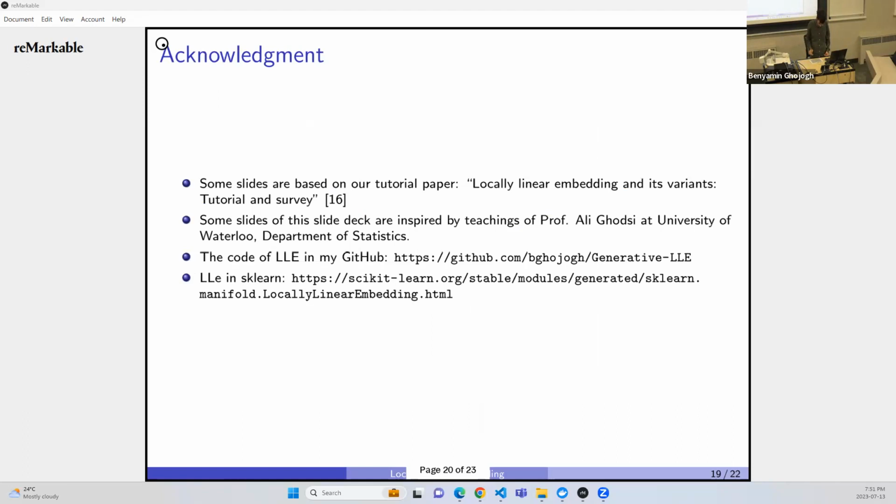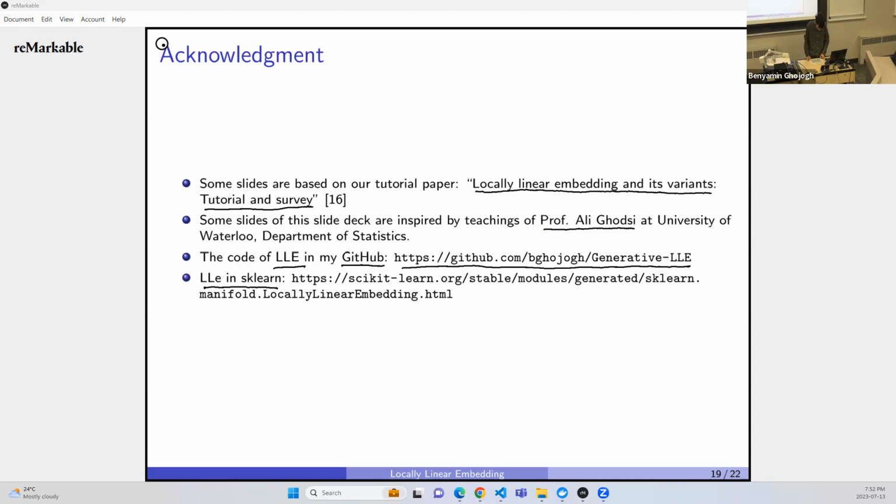Acknowledgement: some slides are based on our tutorial paper, Locally Linear Embedding and Its Variants: Tutorial and Survey. It's also a chapter in our book, Elements of Dimensionality Reduction and Manifold Learning. Some slides of this deck are also inspired by the teachings of Professor Ali Ghodsi at the University of Waterloo. I have coded LLE, and you can find it on my GitHub. I have coded generative LLE, which is my proposed algorithm, and also LLE in it. You can take a look at that. Also, LLE you can find in scikit-learn.